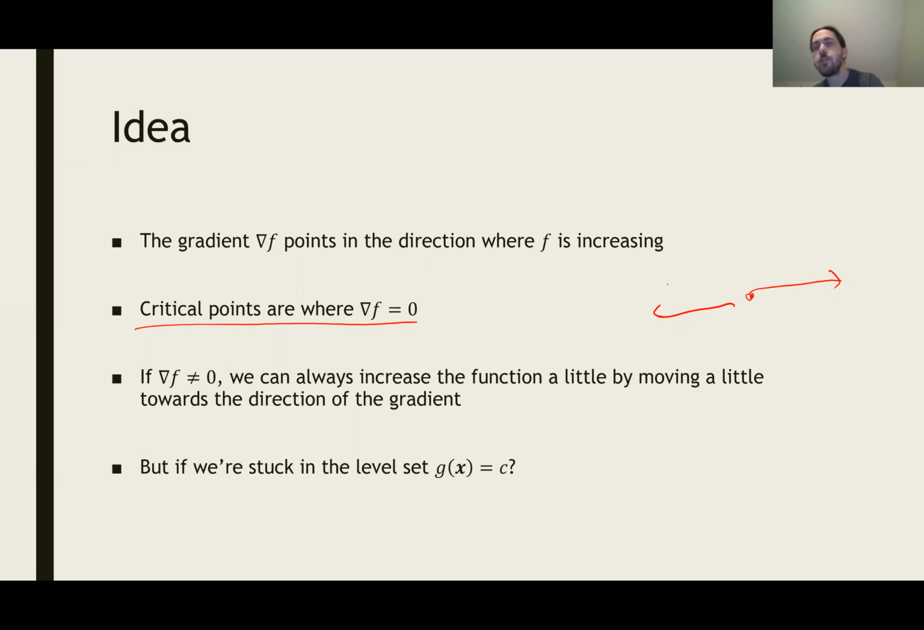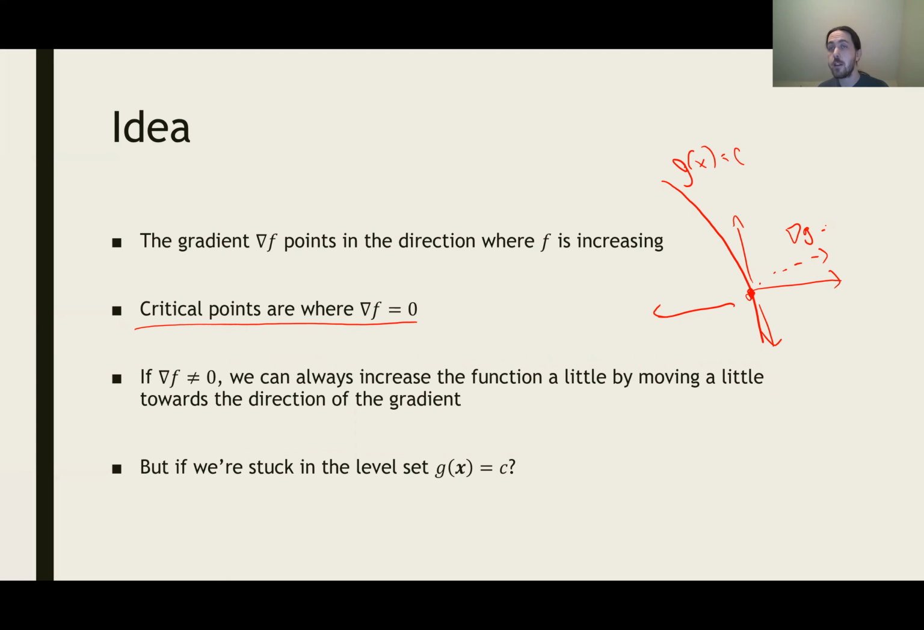But if we're constrained, if we are stuck on the level set, g of x is equal to c somewhere, then we may not have all directions of movement available to us. We can only move parallel to the level set, which is the same as moving perpendicular to the gradient of the function g, because the gradient of g always points perpendicular to the level set.